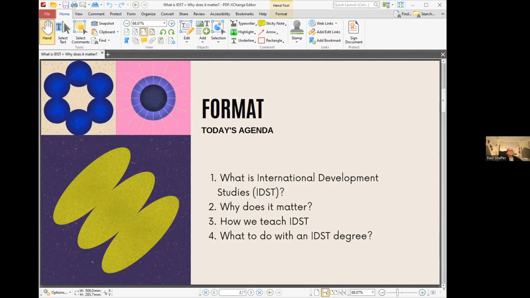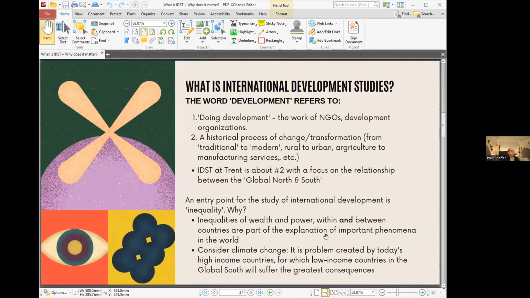Okay, so let me move ahead. The word development typically can mean at least 2 things. One is doing development stuff. So if you're an NGO worker or UN worker or whatever, it's that kind of thing. And secondly, it's development in the much broader sense of the term, which is really a process of change or transformation as societies move from low-income societies to higher-income societies. Otherwise phrased, this is the process of the shift from so-called traditional society to so-called modern society.